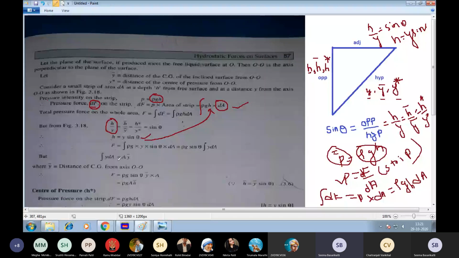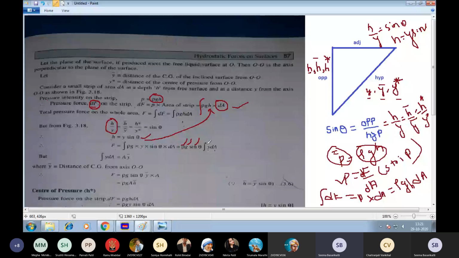So F will become the integration of rho g, where h is written as y into sine theta, into dA. Here rho is a constant, g is constant, and theta will be constant, so sine theta is constant. You are going to integrate y into dA.